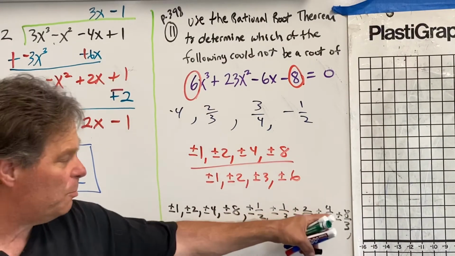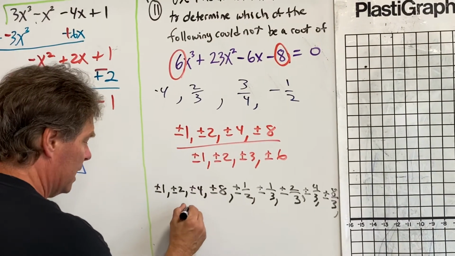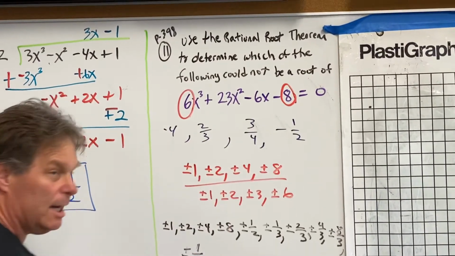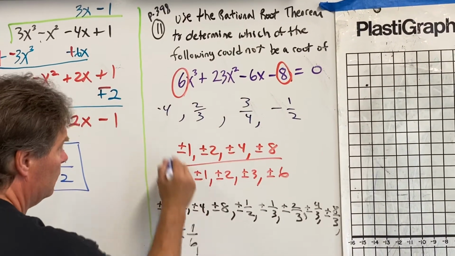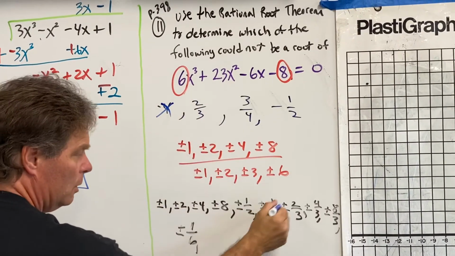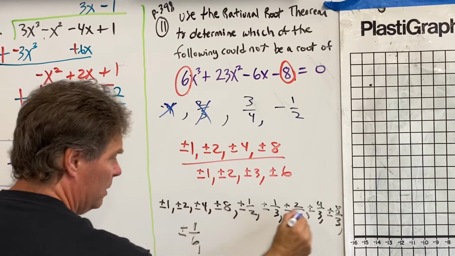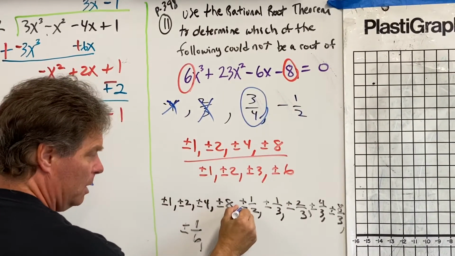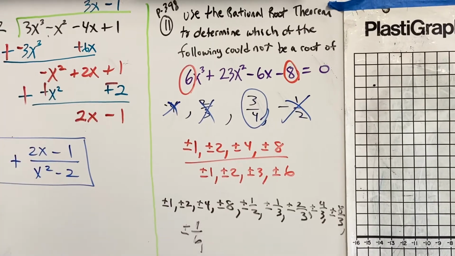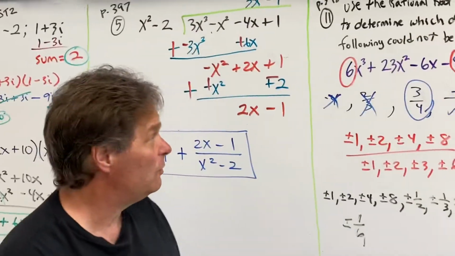So here's all the possible rational solutions. Now, what does the question say? The question didn't say what are all the possible rational solutions. They said, which of these is not a possible solution? Okay, well, look, -4 is on my list, so it's not it. 2/3 is on my list. 3/4, wait a minute. 3/4 isn't on here. And then look, -1/2, yep, -1/2 is on there, right? The one that's not a possible rational solution there would be 3/4. All right, so that is how that works.